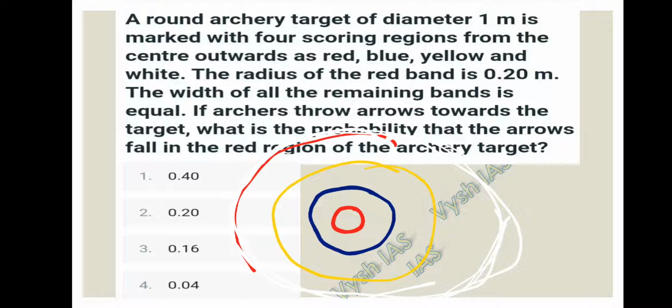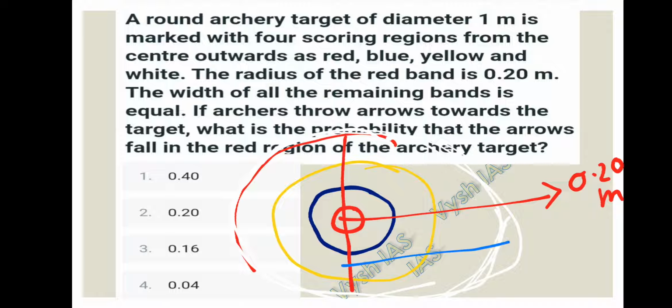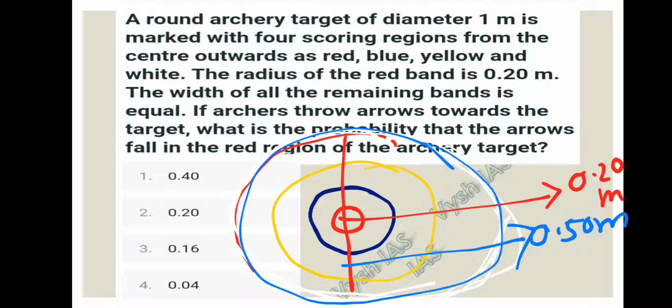So they have given the radius of the red band as 0.20 meters, and the widths of the remaining bands are equal. They have given that the total diameter of this archery target is 1 meter. 1 meter diameter means its radius will become 0.50 meters. The radius of the total archery target becomes 0.50 meters. So they are asking what is the probability that the arrow falls in the red region of the archery target.